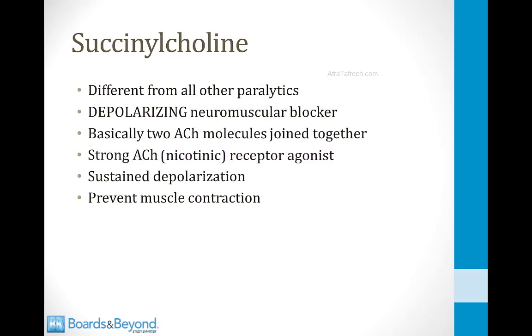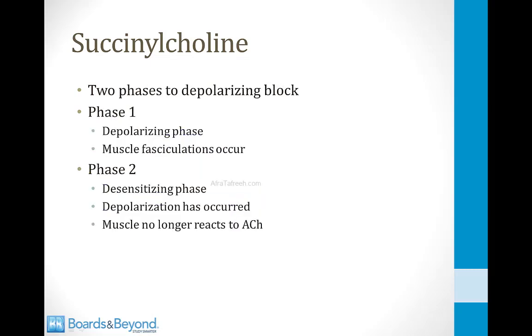Succinylcholine is in a class by itself. It's different from all the other paralytics, and that's because it is a depolarizing neuromuscular blocker. All the other paralytic agents block depolarization of muscle cells. Succinylcholine actually causes depolarization of muscle tissue. It's basically two acetylcholine molecules stuck together, and it's a very strong nicotinic receptor agonist. So it will cause sustained depolarization of the muscle, and over time this will prevent muscle contraction so that you get paralysis. The way succinylcholine works is that it causes two phases of so-called depolarizing block.